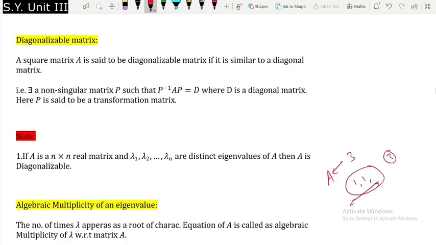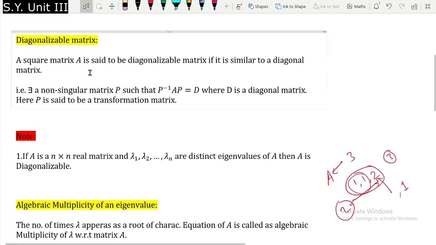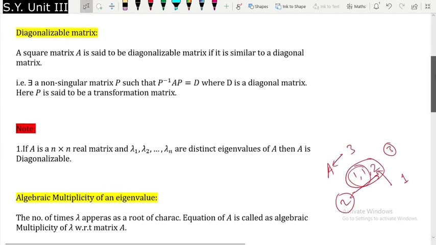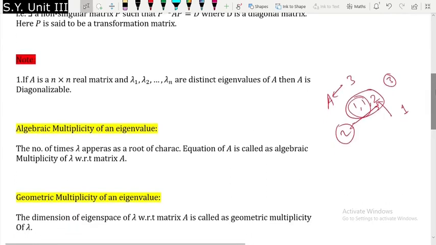Now if your eigenvalues are 1, 1, 2, then what will be the algebraic multiplicity of the eigenvalue 1? It is going to be 2. And what will be the algebraic multiplicity of the eigenvalue 2? It is going to be 1, because it appears only once as a root of the characteristic equation. And this is nothing but the algebraic multiplicity.